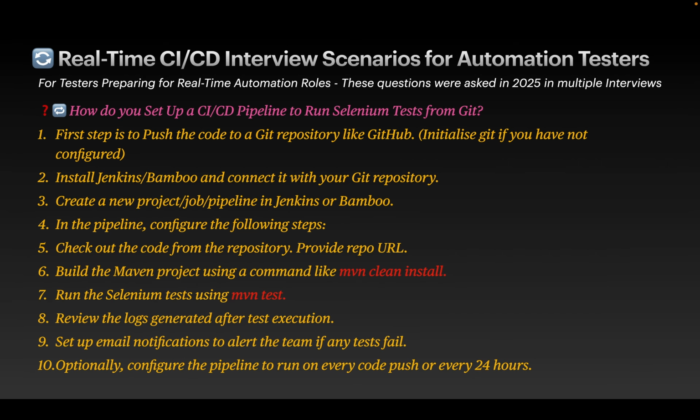In the pipeline we need to configure a few steps. Basically, the pipeline has to be connected to your Git repository. So provide the Git URL in your CI/CD pipeline, like Bamboo or Jenkins. Okay, and then add all the commands like mvn clean install and mvn test, so that the Selenium tests will run based on the job you are creating.